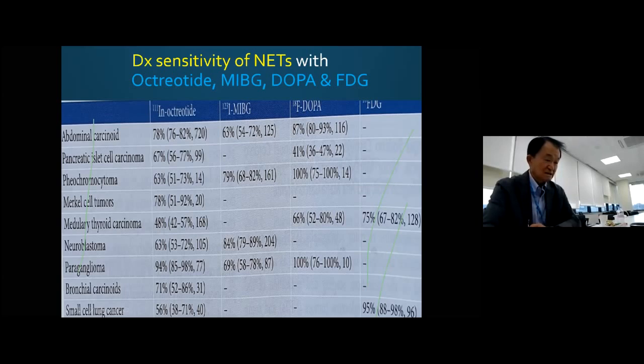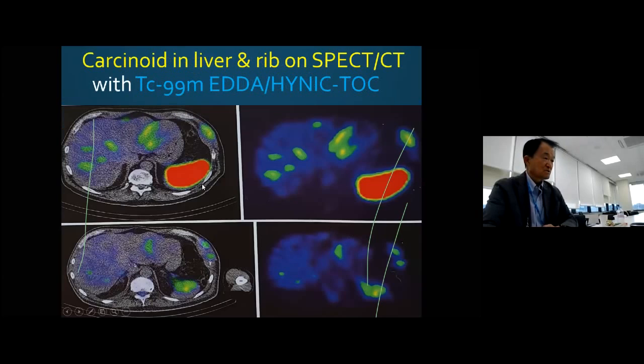FDG, again, shows only medullary or very aggressive tumor. The slow growing tumor doesn't show much. So it's multiple hepatic and then bone. It's a very expansive lesion here.